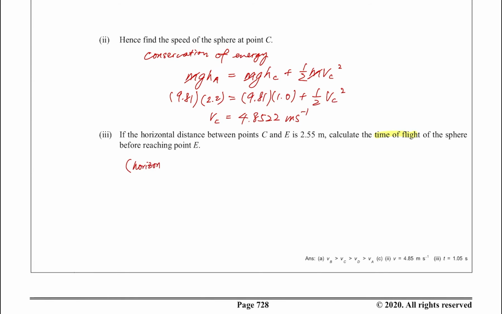Consider the horizontal motion. Sx is equal to uxt. So t is equal to Sx over ux, which is equal to 2.55 over 4.85 cosine 60 degrees. And this will give us 1.05 seconds.